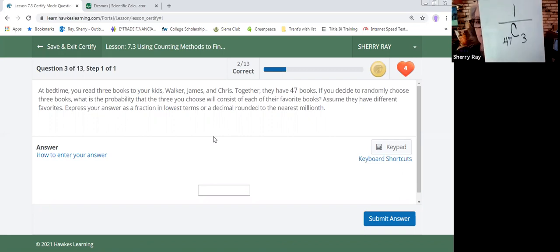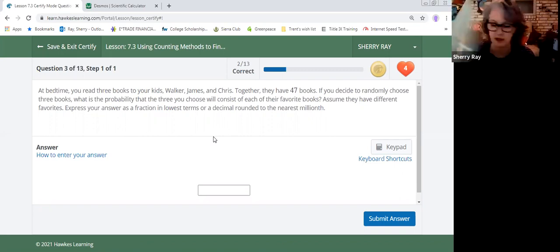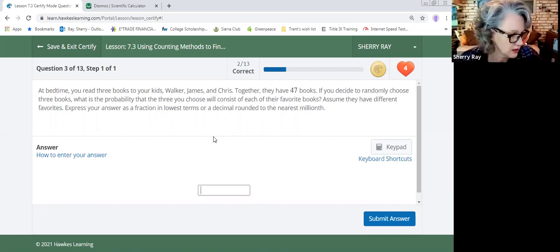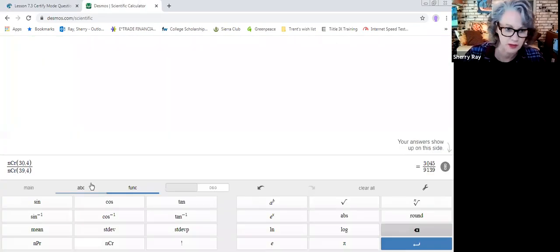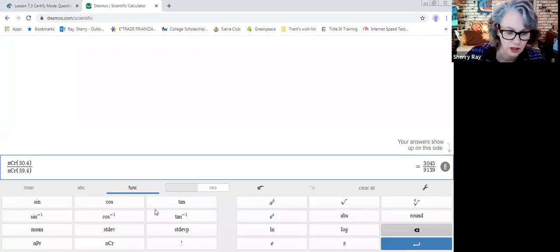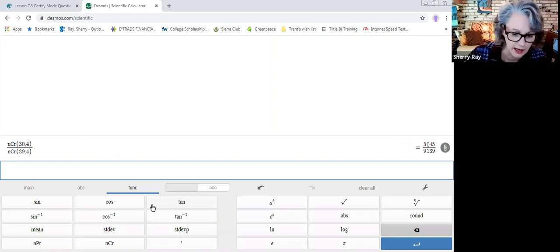And I'm going to go to Desmos. Another thing you can do is I have a little TI-30. There's a PRB button here that you can go to, and it has a combination formula on it. But it might be easier to show you with Desmos. So we have on this one, I have 47, combination 3.